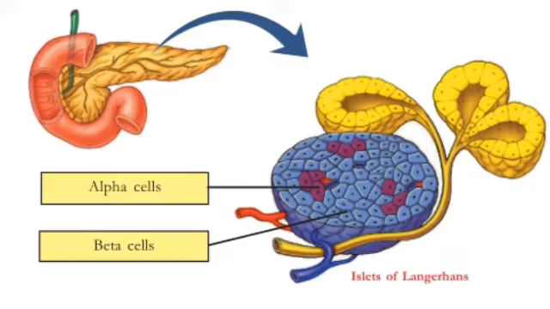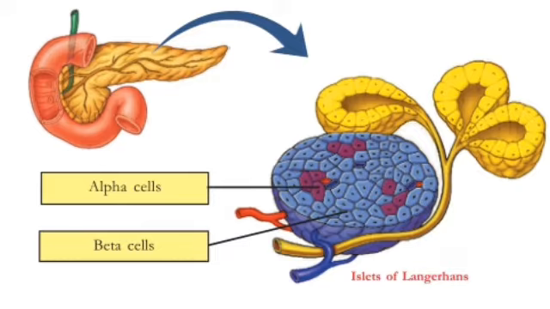The pancreas is a gland that is connected to the duodenum. The duodenum is a part of the small intestine, the initial portion of the intestine just below the stomach. So the pancreas is connected to the duodenum, the continuation of the stomach.